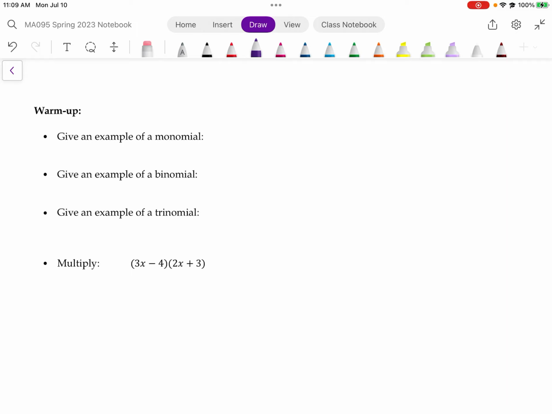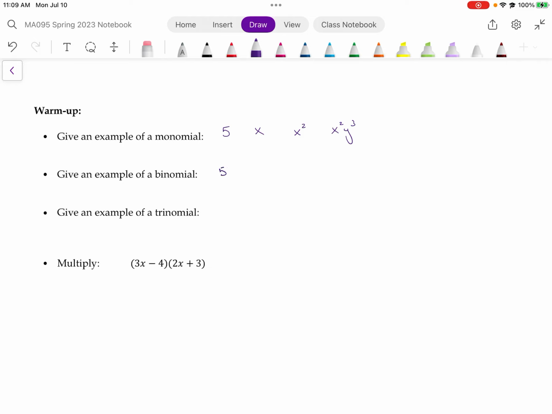All right, so an example of a monomial. There are infinite examples, but a monomial could just be a number. It can be just a variable. It can be a variable with an exponent. It can be multiple variables together with exponents on each one. That's a monomial. A binomial would be taking any of these two and putting a plus or minus in between.